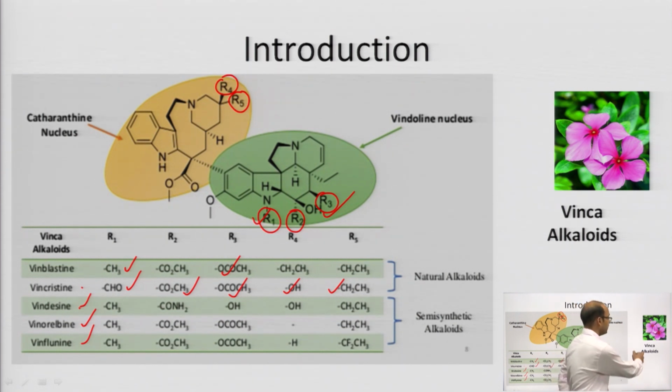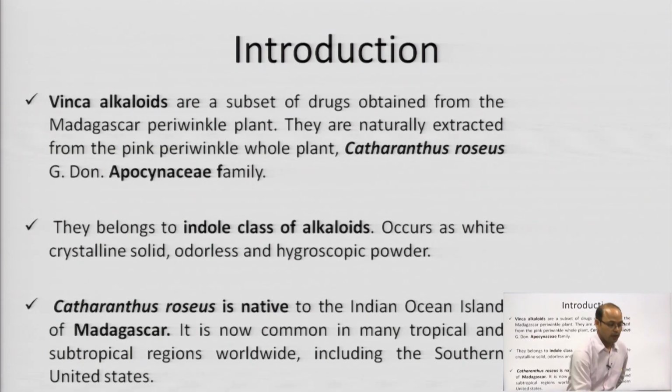This is the periwinkle plant. You must be aware of the periwinkle plant. It is Catharanthus roseus, or in Hindi you know it by the name Sadabahar. So this is the plant from where you can isolate the Vinca alkaloids.